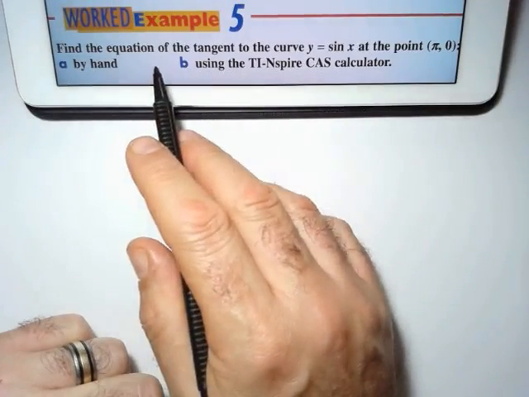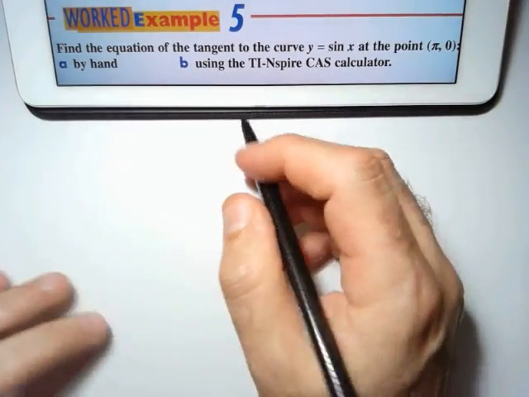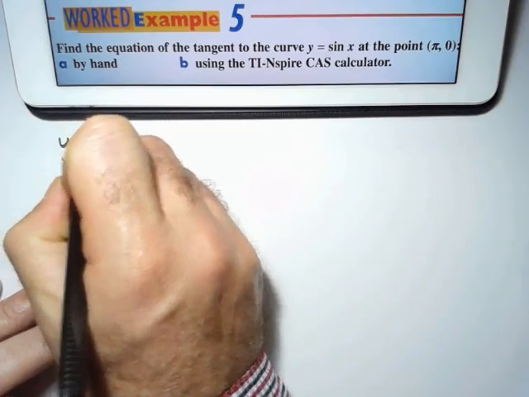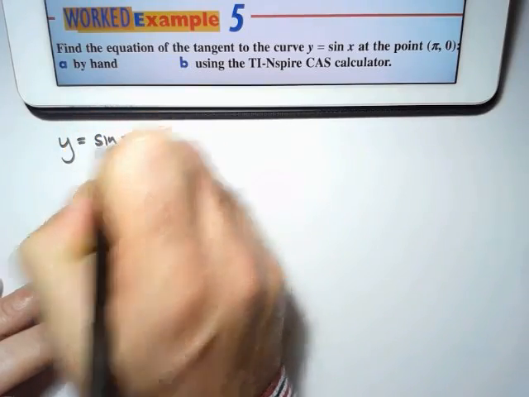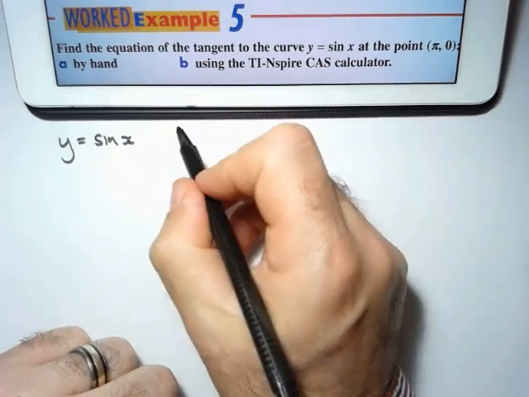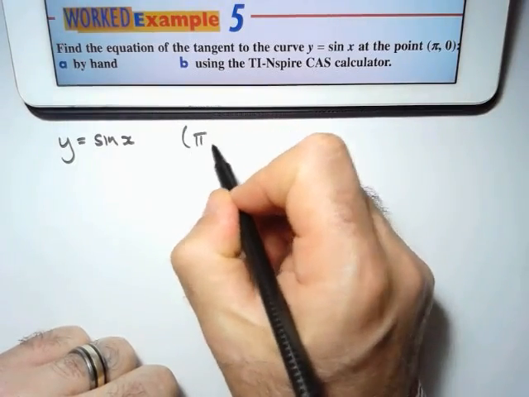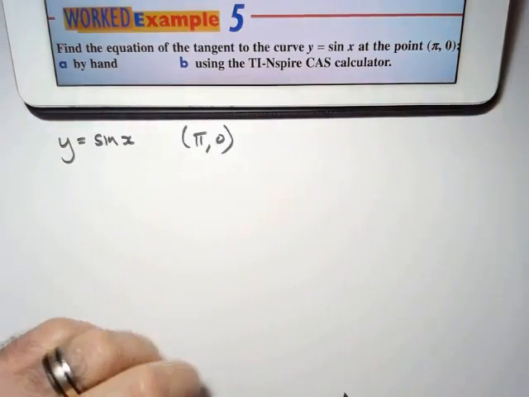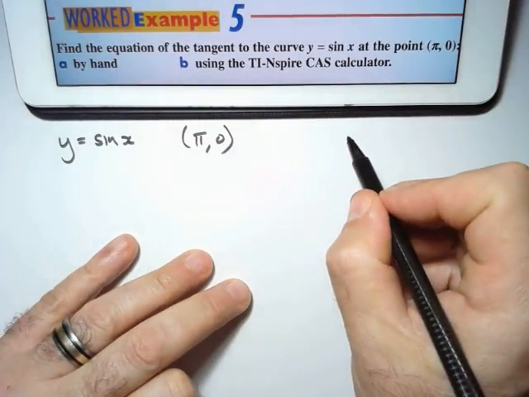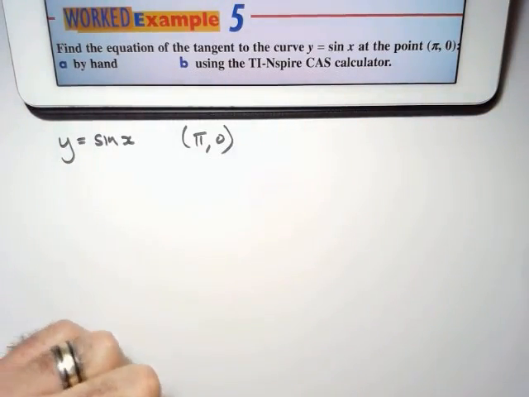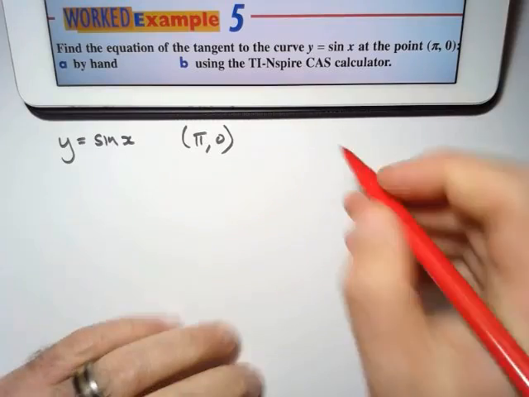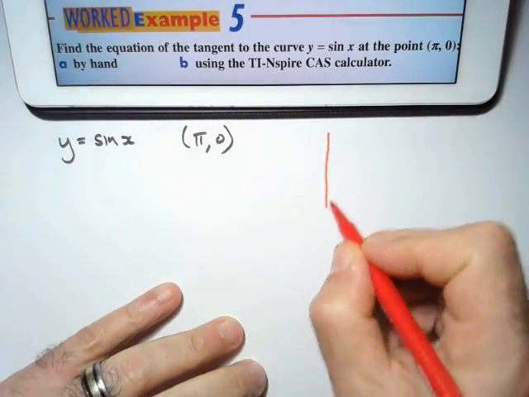Find the equation of the tangent to the curve y equals the sine of x, and just quickly, at the point (pi, 0). So let's quickly see what it means. You don't have to do what I'm going to do now. I'm going to do it in red. You don't have to do it. It's just for you to understand.